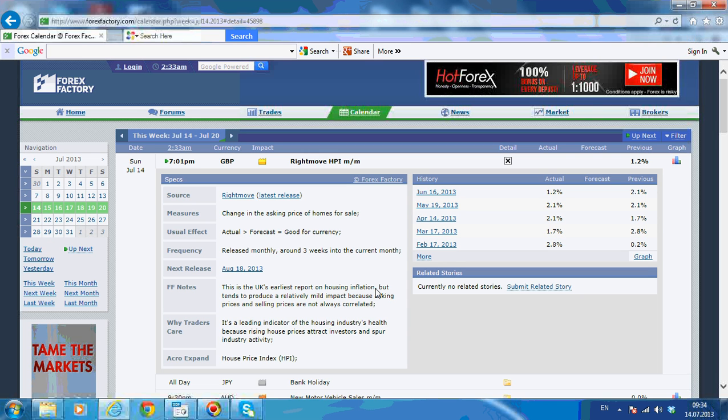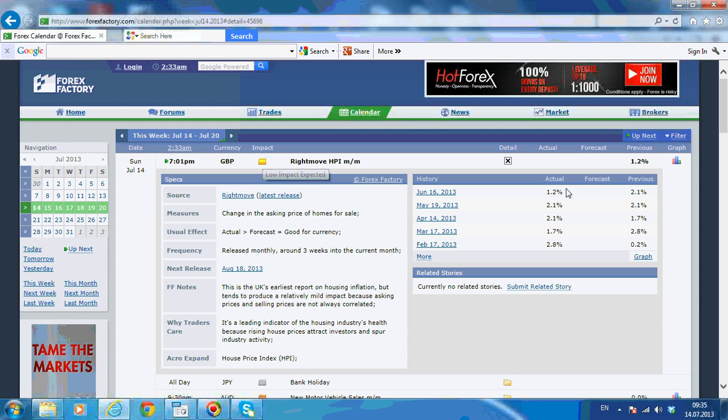The developed economies in the world, the central banks that are running them, have the mandate to keep inflation below or close to 2%. Now in Japan they are trying to do the same, to keep inflation below or close to 2%, as before it was only 1%. So any news relating to inflation is extremely important. But this tends to produce a relatively mild impact because asking prices and selling prices are not always correlated. So this is why probably the impact expected is low.